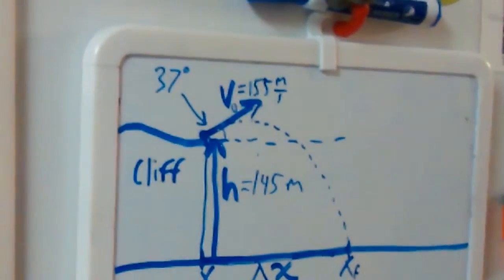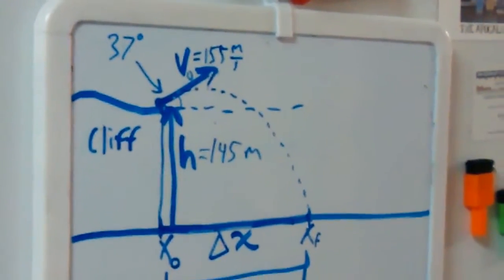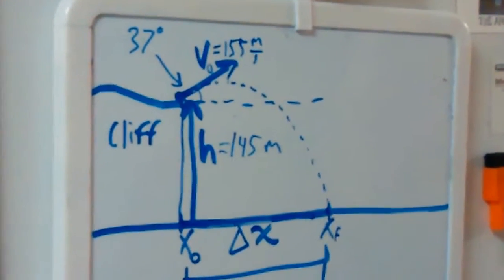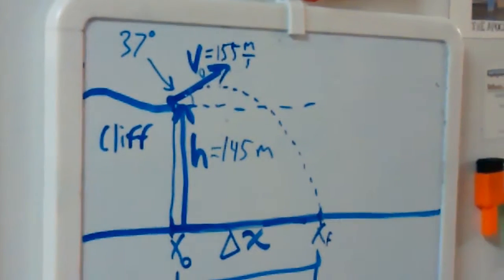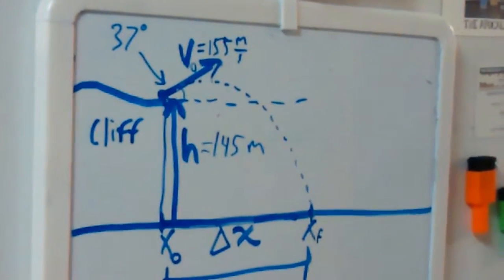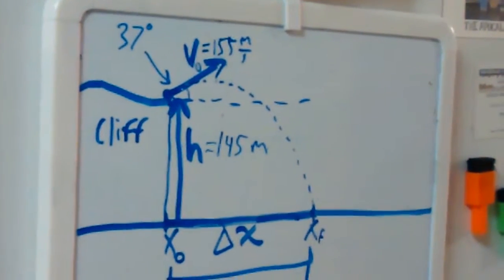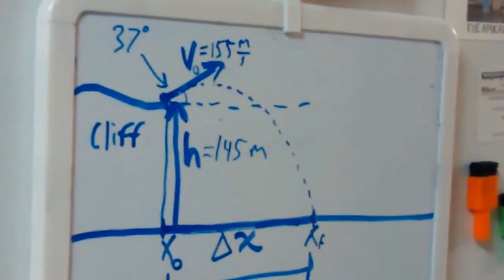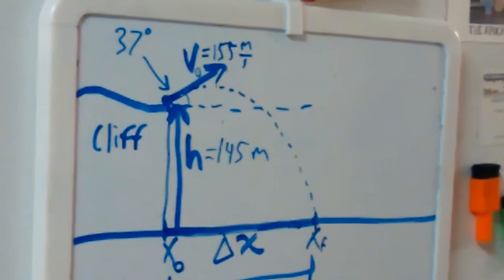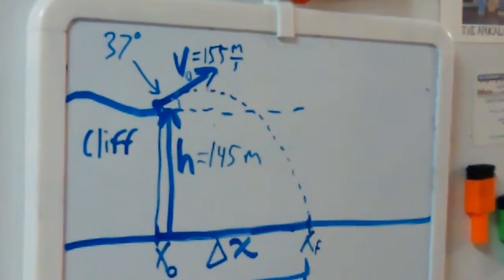So I have a problem for you, and if at any time during the video you are inspired to try this out by yourself, if you know how to do it, feel free to stop the video and see if you are ready to take on this challenge. So the problem goes like this. A projectile is shot from the edge of a cliff, h equals 145 m, above ground level with an initial speed of v naught equals 155 meters per second at an angle of 37 degrees with the horizontal.